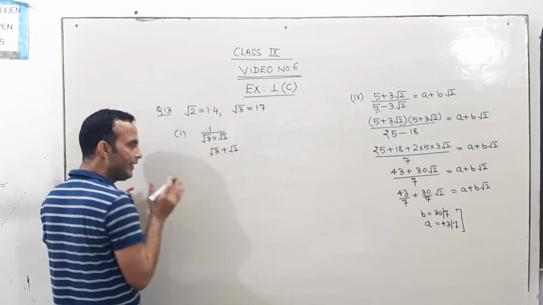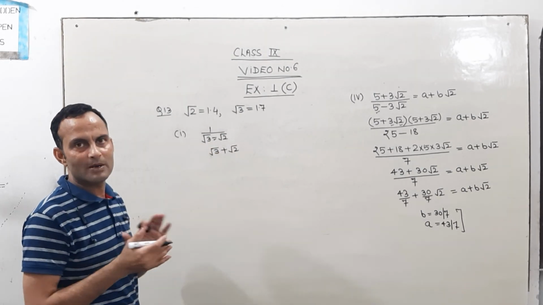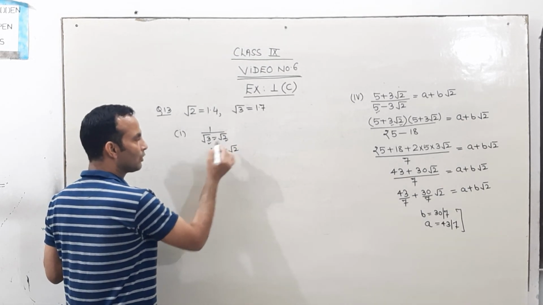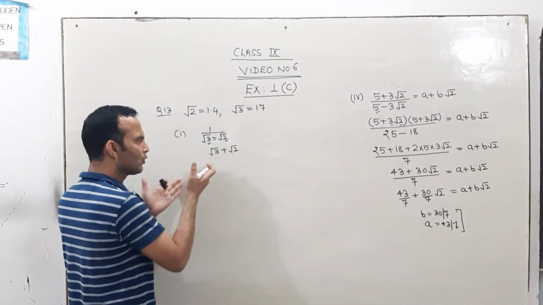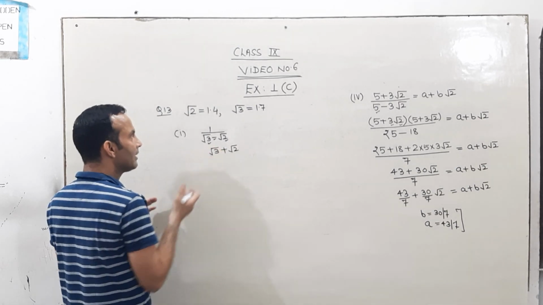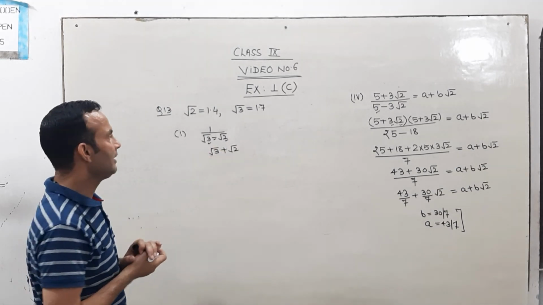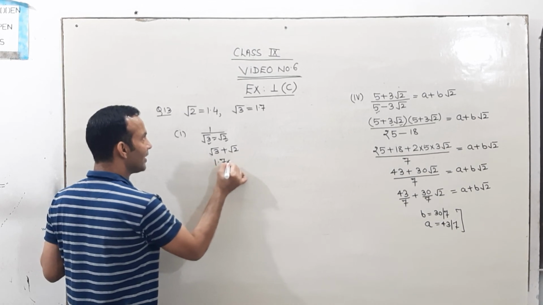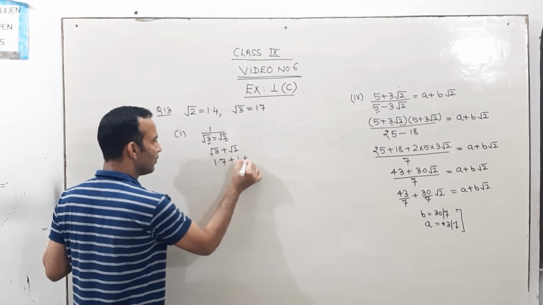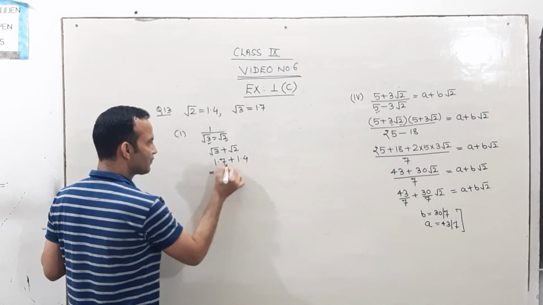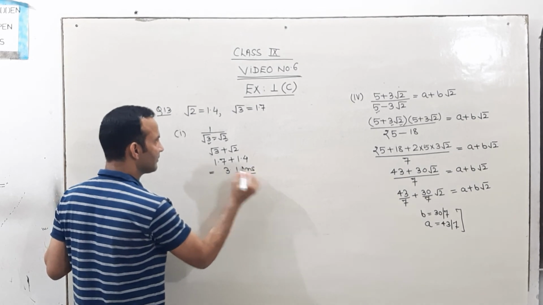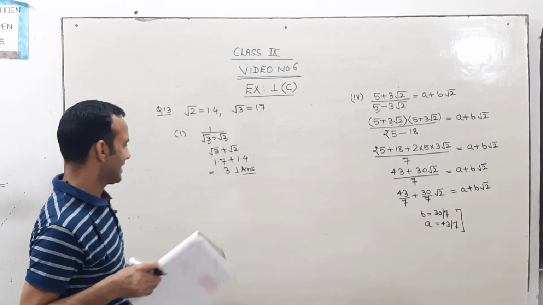Okay. Now, in the denominator, we always apply a square minus b square. A square is what? 3, and b square is what? 2. 3 minus 2 is 1. So, no need to write it. Now, you can substitute the values of root 3 and root 2. What is the value of root 3? 1.7. What is the value of root 2? 1.4. 7 plus 4, 11. Carry 1, 2, 1, 3. 3.1 is the required answer.